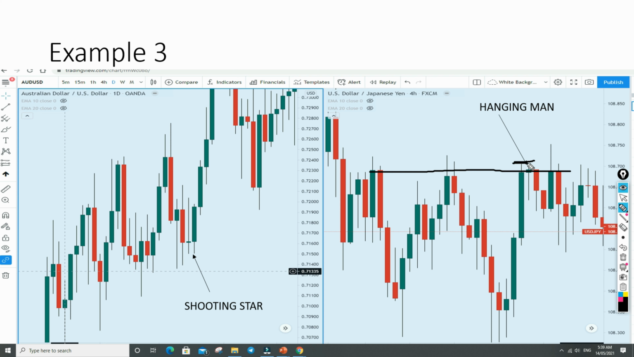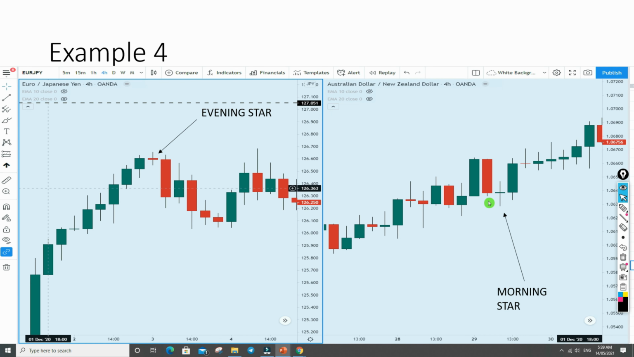If you use stop losses above this zone for entry here, it could be a 1 to 4 or 5 trade, even with this small movement, if you know how to apply this shooting star and hanging man in the real chart. Okay, so let's see more examples. Let's see example number 4.